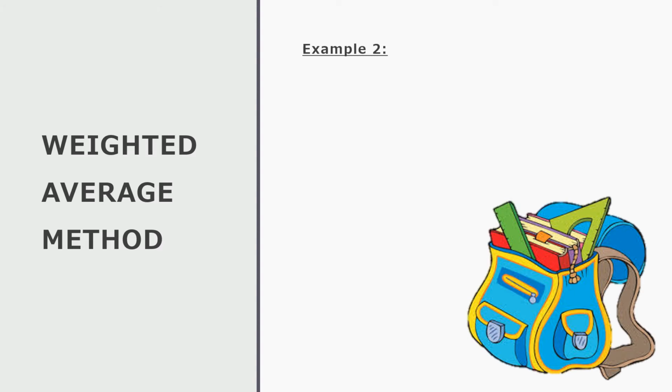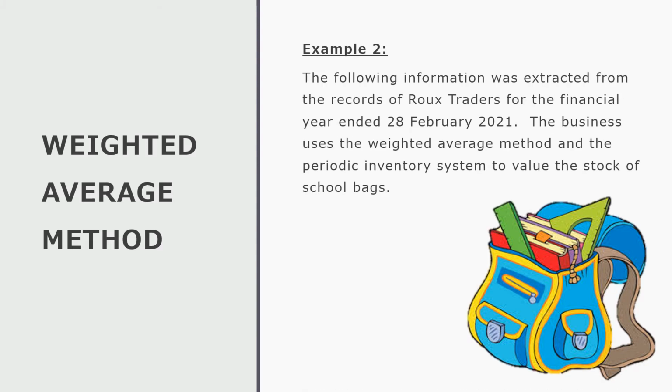Okay, if we just look at another example, this is a bit more complicated than the previous one. The following information was extracted from the records of Roo Traders for the financial year ended 28th of February 2021. The business uses the weighted average method and the periodic inventory system to value the stock of school bags. In an exam question, they're always going to specify which method is being used so that you know which method you have to apply in your answers.